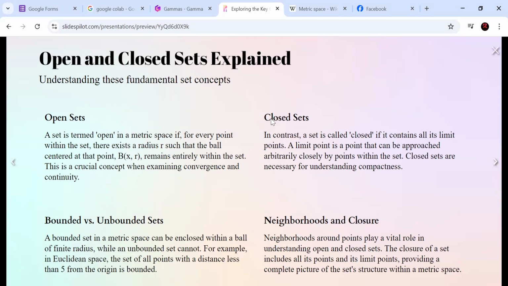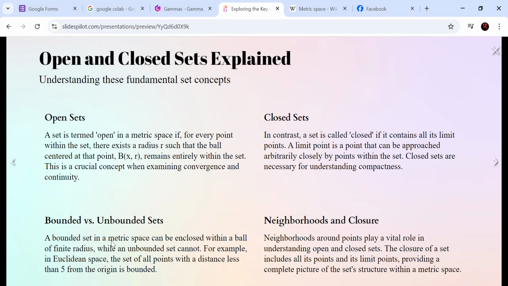The closed set contrasts: a set is called closed if it contains all its limit points. इसके boundary points भी include हों, that is called a closed set. A limit point is a point that can be approached arbitrarily close to by points within the set, and closed sets are necessary for understanding compactness. तो हमारे पास ओपन सेट के अंदर रेडियस के अंदर के तमाम एलिमेंट होंगे जो कन्वर्जेंस एंड कंटिन्यूटी को शो करेंगे, जबकि क्लोज सेट के अंदर लिमिट पॉइंट्स भी इंक्लूड हो जाएंगे.